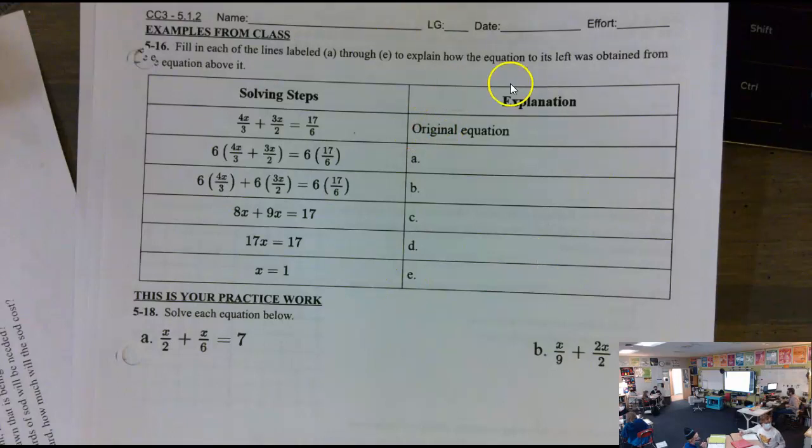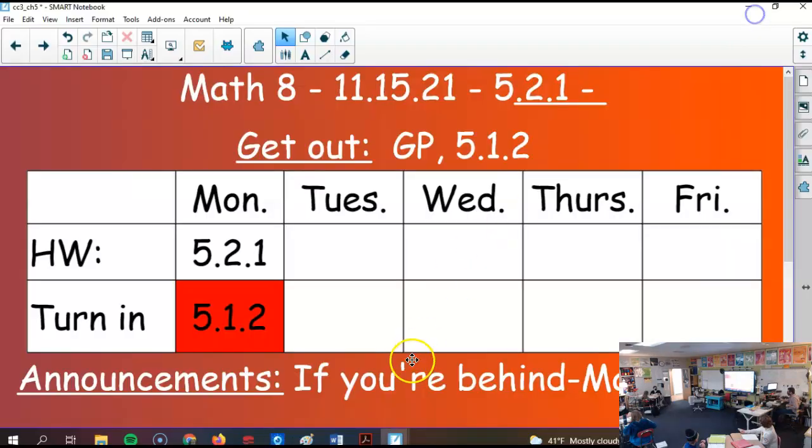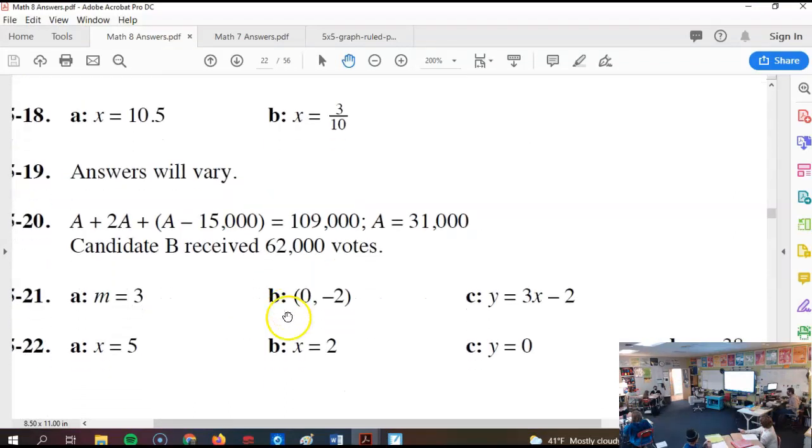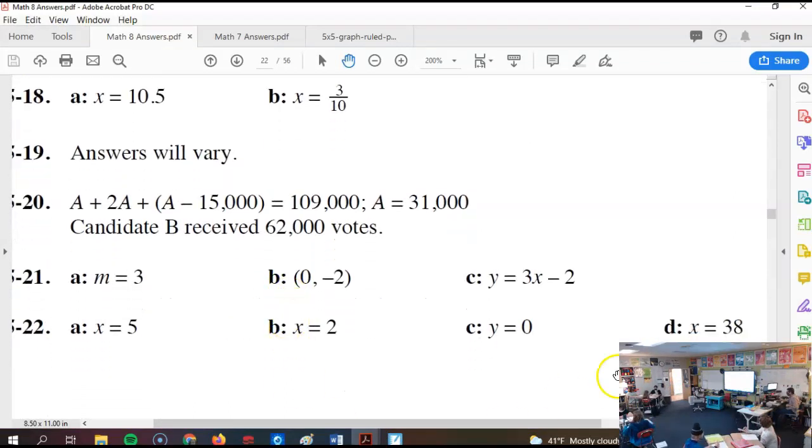So if you don't have this, you need to raise your hand or come up and get it from me right now. And this probably isn't done because we didn't get to it in class. We're going to start there today. So we're starting on 18 for checking answers. I did it. I mean, if you did, sweet. So starting on 18.